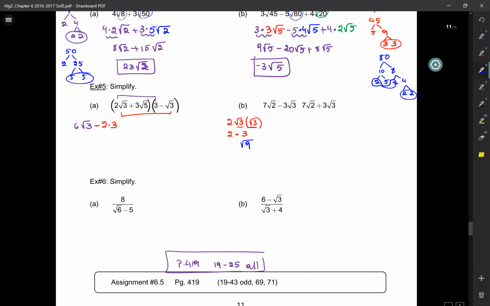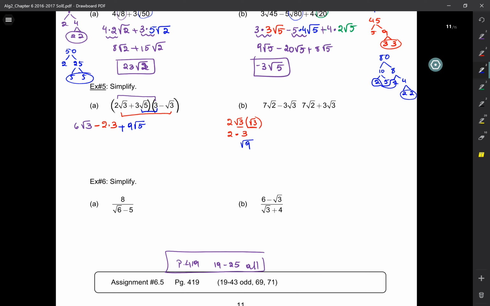Okay, now, so those were the outer ones. And what about the inner ones? So it's plus 3 times 3 root 5. You multiply the coefficients, so it's 9 root 5. Okay? Again, the ones that are outside don't associate with the ones inside. So whatever's outside get multiplied, whatever's inside get multiplied.